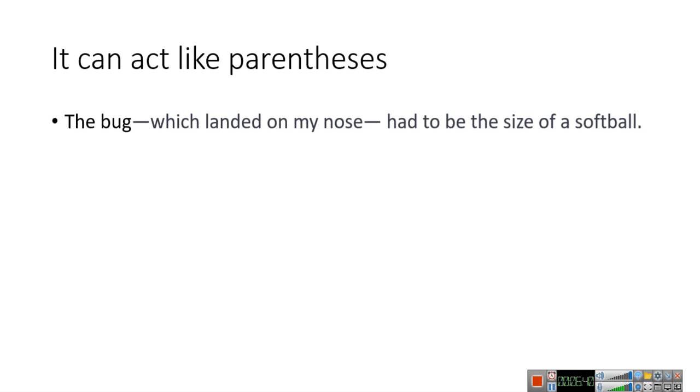Let's look at the second example. So it can act as a parenthesis. The bug, which landed on my nose, had to be the size of a softball. In this case, we're talking about an explanation.